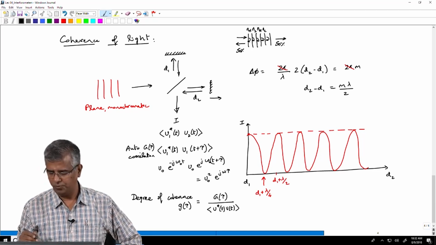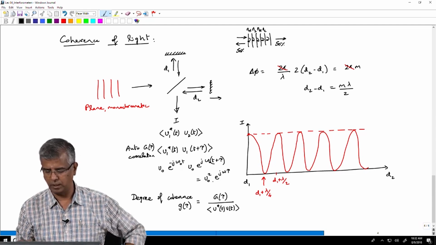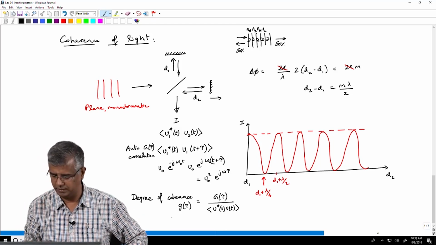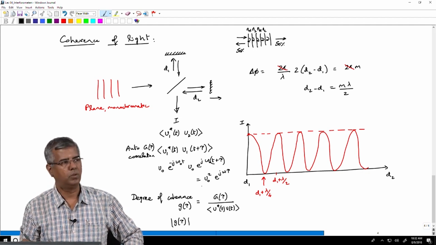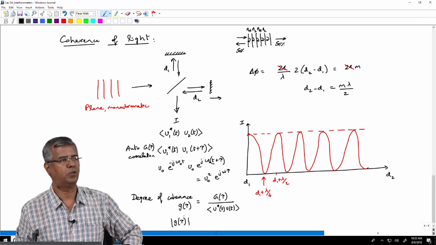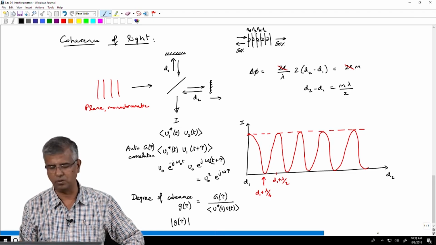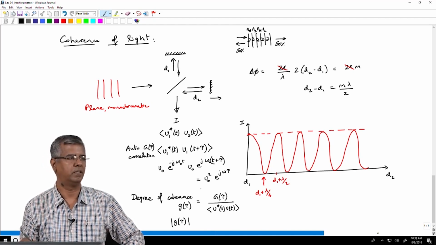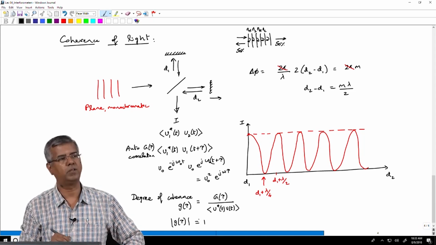And if you look at the magnitude of that degree of coherence, g of tau, what does that correspond to for a monochromatic wave? What will be the magnitude of g of tau for a monochromatic wave? You have a u naught square, but u naught square is going to get cancelled in the denominator. So, what you will have here is just the magnitude of e power j omega tau, which is 1, right. So, for a monochromatic wave, the magnitude of g of tau will be equal to 1, okay.